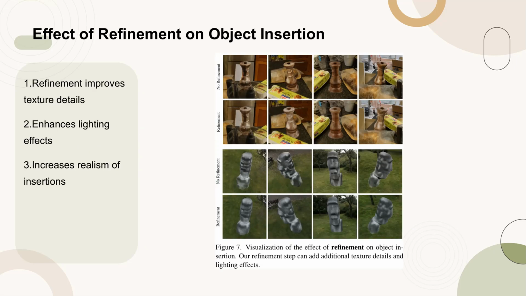Figure 7 illustrates the impact of the refinement step on object insertion within the scene. As shown, the refinement process significantly enhances the texture details and lighting effects of the inserted objects. This results in a more realistic and higher quality appearance of the objects within the scene. The refinement step is crucial for achieving a seamless integration of new objects into existing 3D environments, ensuring that the added elements look natural and well integrated.